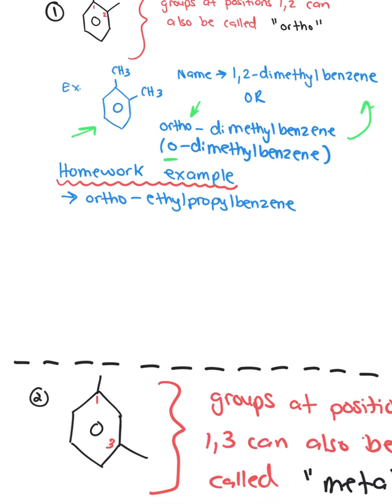So one of the questions in your homework says ortho-ethylpropylbenzene. And so if we were to draw that out, I would draw my parent chain first as a benzene ring. And they're telling me the two groups ethyl and propyl are in an ortho orientation. So ethyl would be CH2CH3 and propyl would be CH2CH2CH3. So ortho indicating they're at a 1-2 position.